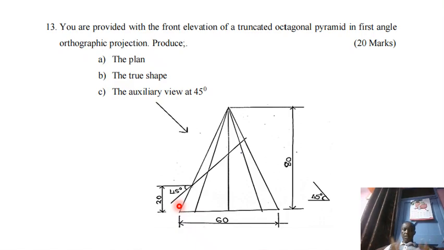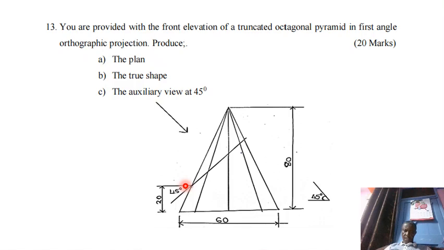As we now project the plan so as to be able to get this line and this line over here. So the plan will be the first thing. Then the true shape. True shape is actually in this direction. The true shape, we can see the cutting. This is the truncation at 45. That is raised at 20.